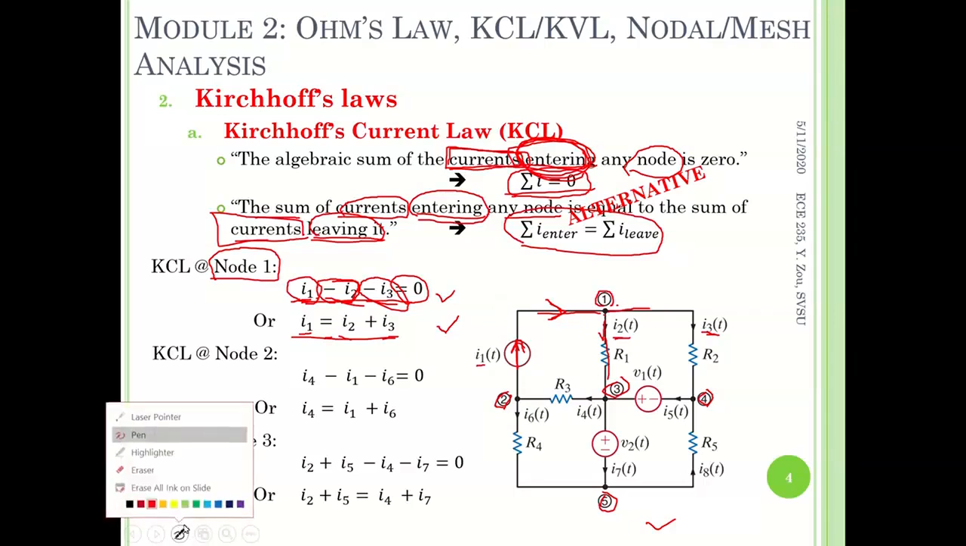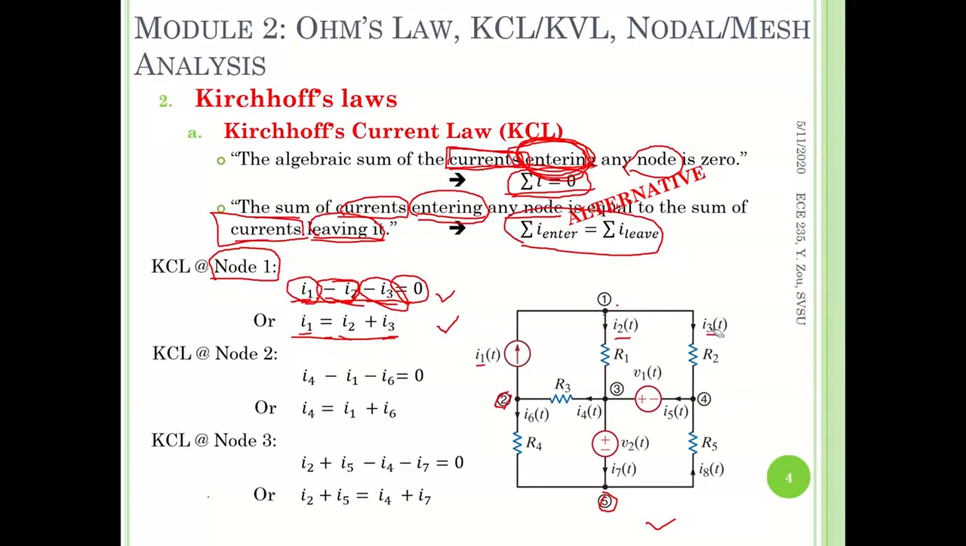We can take an example on node 2. Let's see what we have here. For node 2, again, we can tell three currents are involved: I1 here, I4 here, and I6 here. I1 this time is leaving node 2. I4, as labeled here, is entering the node. I6 is a third current leaving the node as well. So how do we write this? I4 as it is, plus negative I1, plus negative I6.